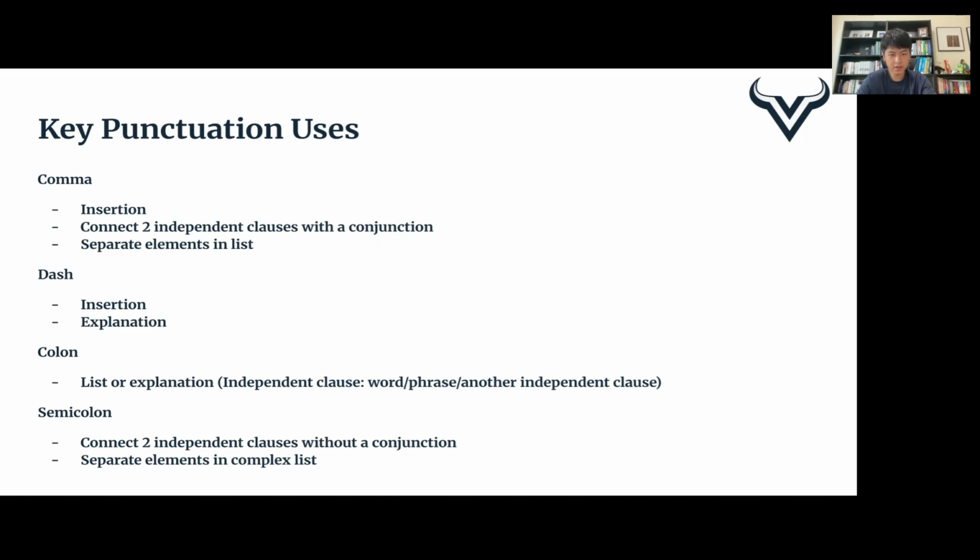A semicolon is normally the most difficult punctuation to master, but essentially it just connects two independent clauses without a conjunction. And it can also be used to separate elements in a complex list. So if you have a list that already has commas within each element, then you would use semicolons to show that that is separating each element from each other.